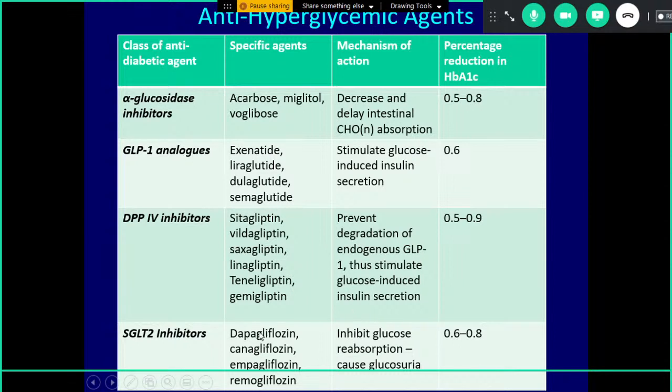There are 3 or 4 of these available. I'm sure there are a couple more in the pipeline. So dapagliflozin, canagliflozin, and empagliflozin. There is an Indian variant called remogliflozin. They inhibit glucose reabsorption, cause glucosuria.